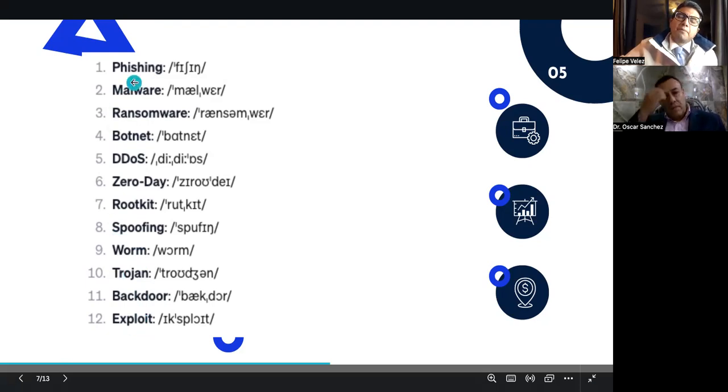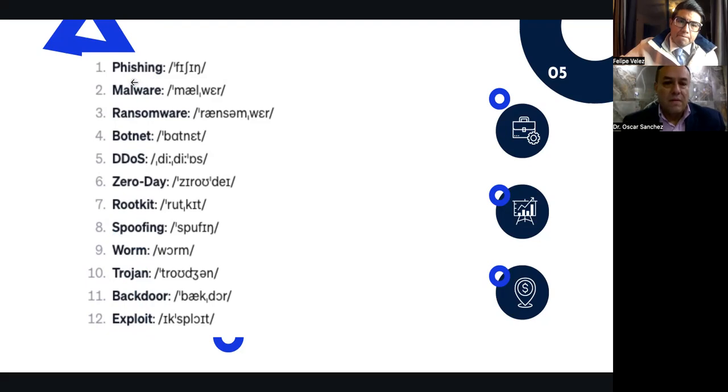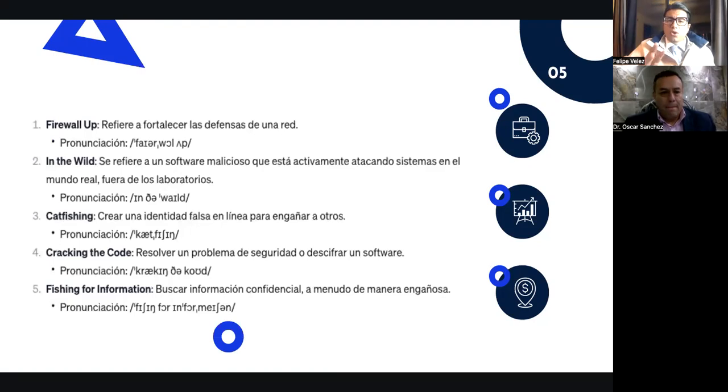Again, from the beginning. Phishing, malware, ransomware, botnet, DDoS, zero day, rootkit, spoofing, worm, Trojan, backdoor, exploit. Very good. Now, we're going to understand some of these terms.